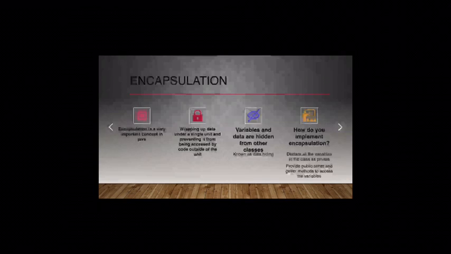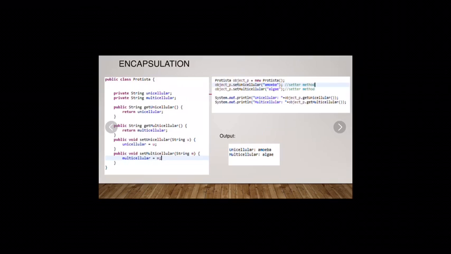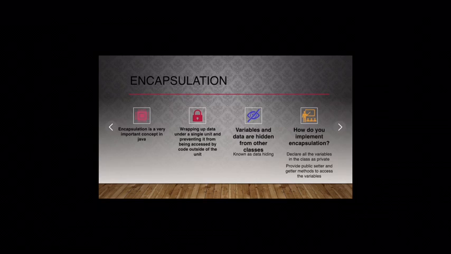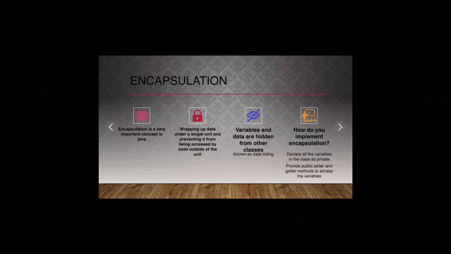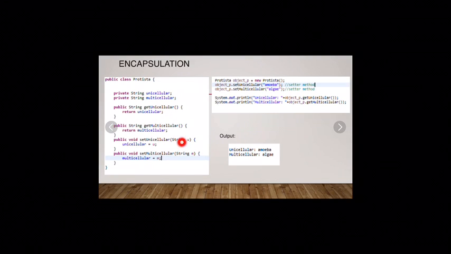You're going to have to provide public getters and setters, right? And we have public String getUnicellular, another public String getMulticellular, right? Those two are going to get the values and return the values, right? Get and return. And the next part, you have to provide setter methods to access the variable. So basically, these are the public void setUnicellular, and it's going to have that value. And the unicellular is going to be U, multicellular is M.